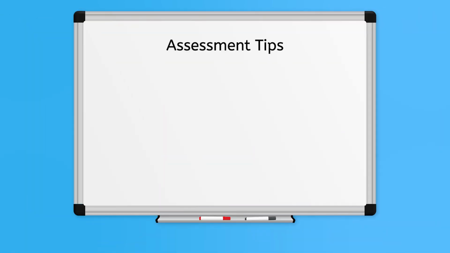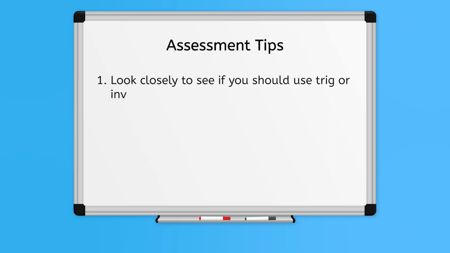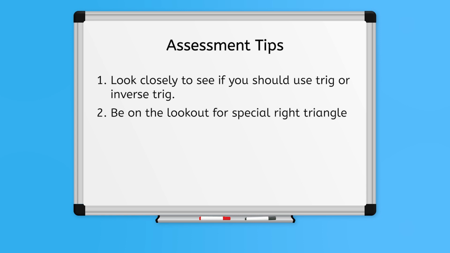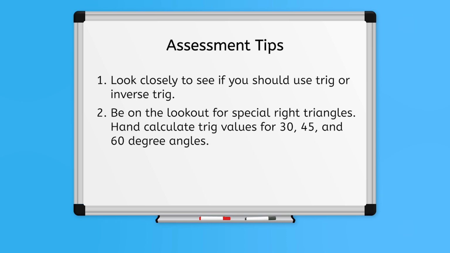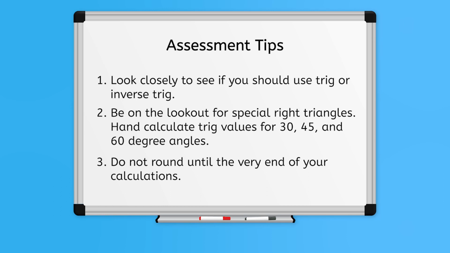Plus, I've got some handy tips for you to keep in mind so that you can make sure that you're doing your best. First, look closely to see if you should be using trig or inverse trig when you're solving. Remember, we use trig to solve for side ratios and inverse trig to solve for angle measures. Second, be on the lookout for those sneaky special right triangles. You should always hand calculate trig values for 30, 45, and 60 degree angles to make sure your answers are as exact as possible. Lastly, make sure you don't round any numbers until the very end of your calculations. This will help you avoid rounding errors in your final answers.